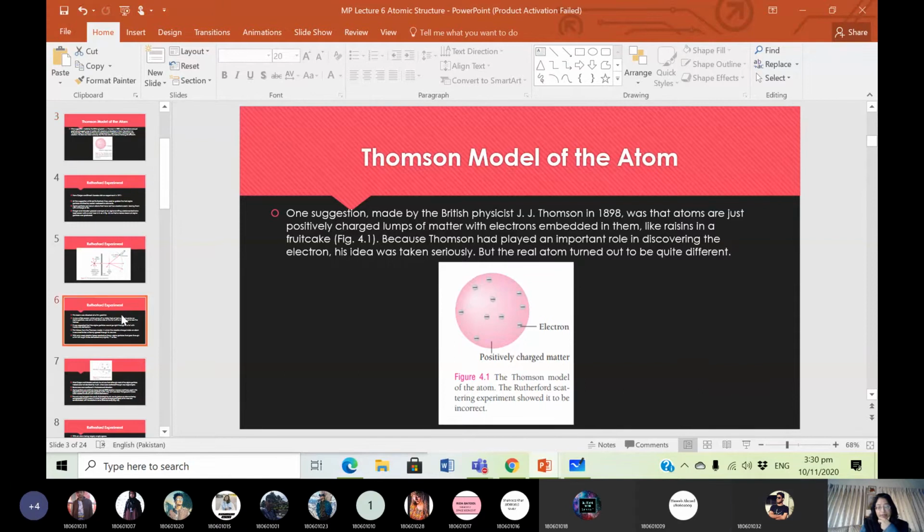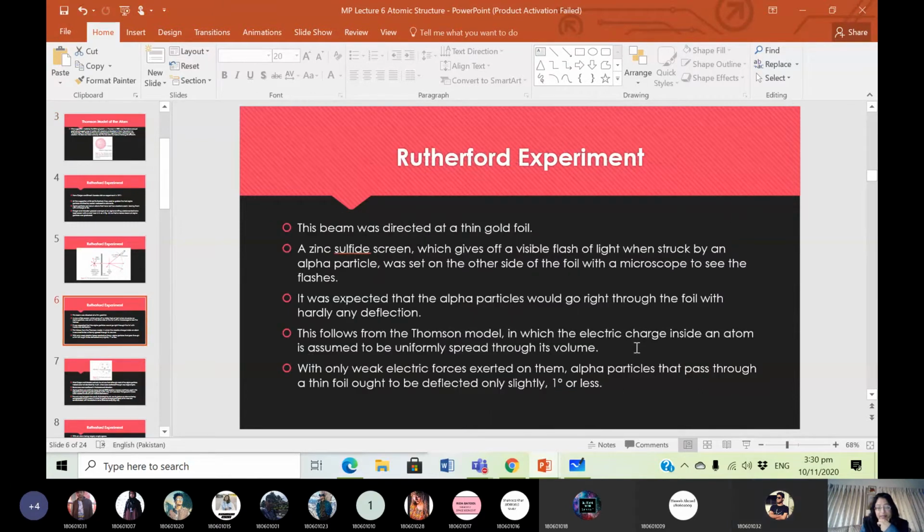सही सही, तो इसमें ये कह रहे हैं कि we would expect that there would not be very much deflection, and this follows from the Thomson model, in which the electric charge inside an atom is assumed to be uniformly spread throughout its volume.